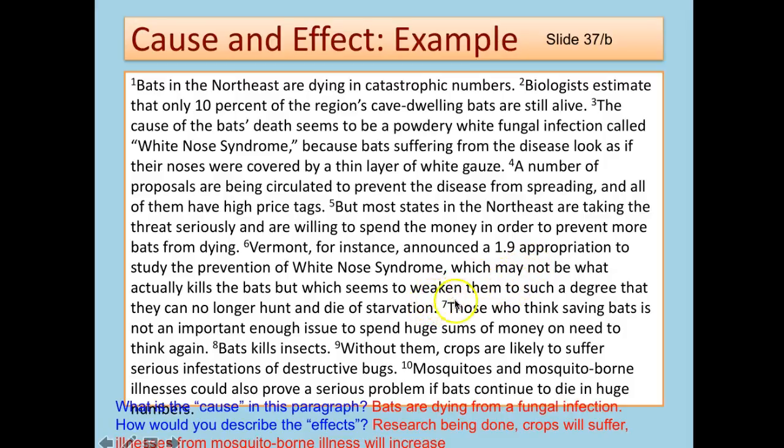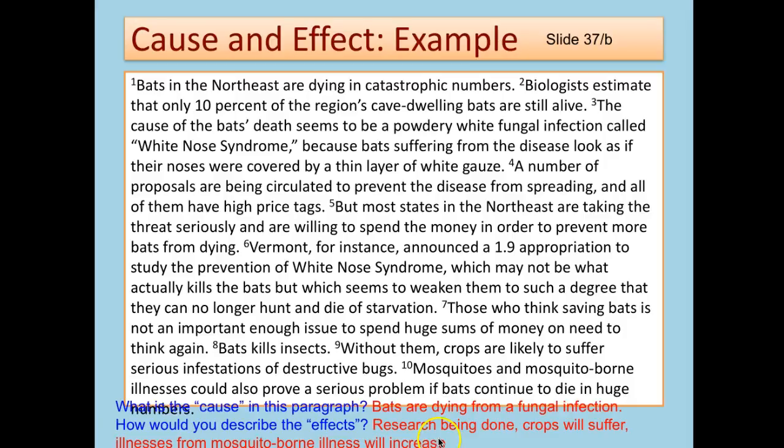Vermont, for instance, announced a $1.9 million appropriation to study the prevention of white nose syndrome, which may not be what actually kills the bats, but which seems to weaken them to such a degree that they can no longer hunt and then they end up dying of starvation. And those who think saving bats is not important enough of an issue to spend huge sums of money on need to think again. Bats kill insects. Without them, the crops are likely to suffer serious infestations of the destructive bugs. Mosquitoes and mosquito-borne illnesses could also prove a serious problem if the bats continue to die in huge numbers.